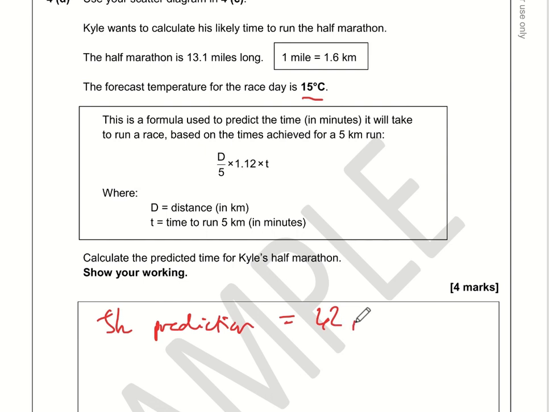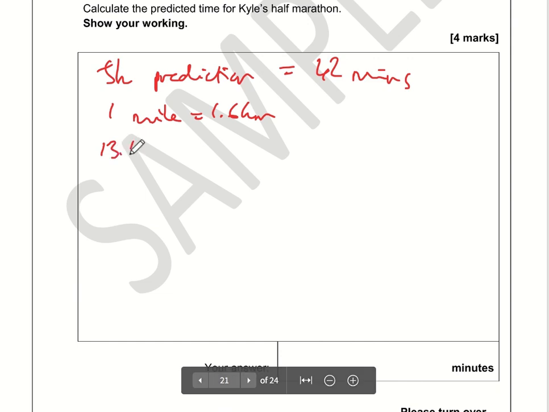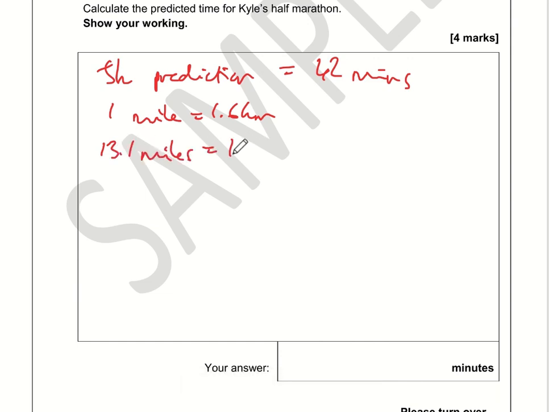is 42 minutes. Okay, so first of all, we've got D, the distance in kilometres, and that is the distance of the half marathon. So we know that 1 mile is 1.6 kilometres, so therefore 13.1 miles is going to be 1.6 times by 13.1, and 1.6 times 13.1 is 20.96 kilometres.